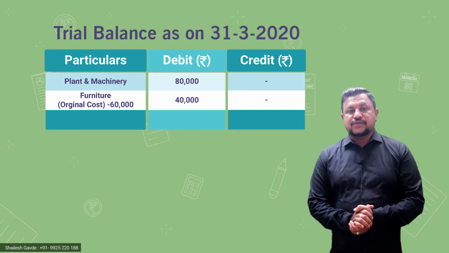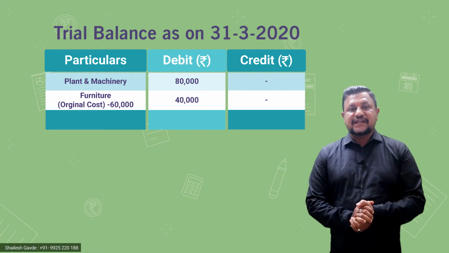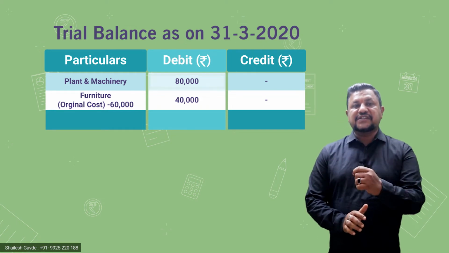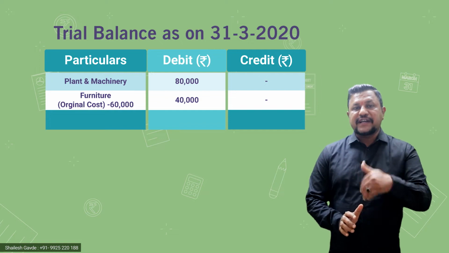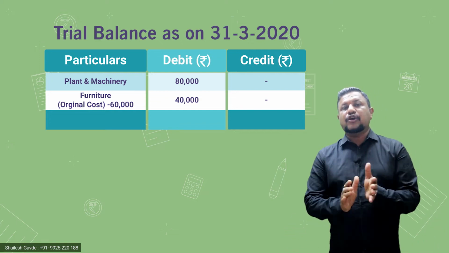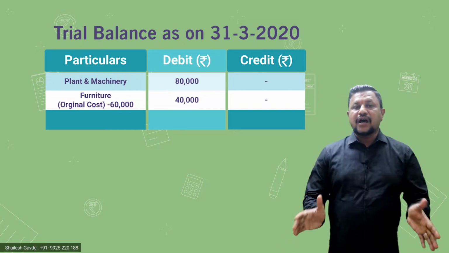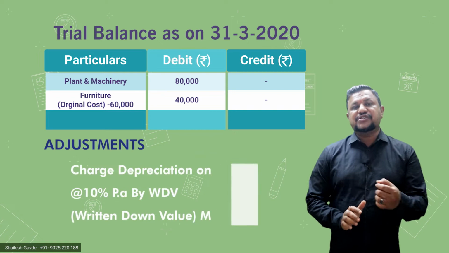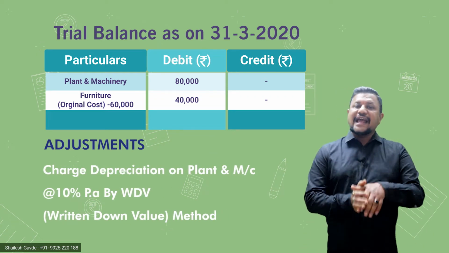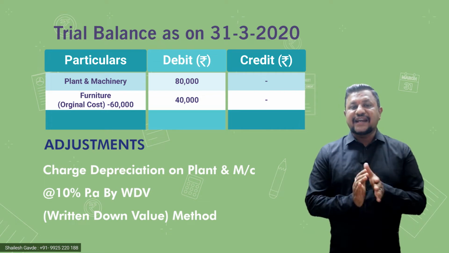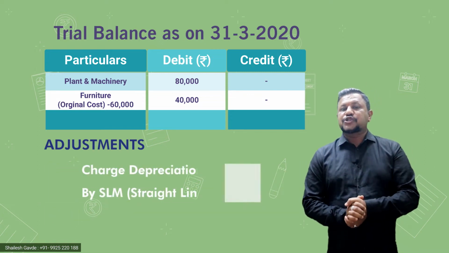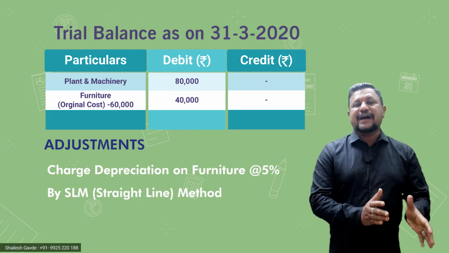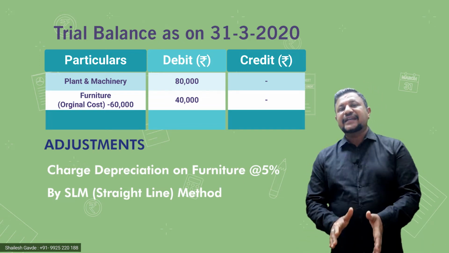Now let us understand this with an adjustment. We'll take one trial balance as on 31st March 20. In the trial balance, plant and machinery given on debit side is 80,000. Furniture given on debit side is 40,000. Below furniture in bracket, they have given original cost is 60,000. Now, the adjustment says that charge depreciation on plant and machinery at 10% per annum by written down value method, that is WDV method. The next adjustment, charge depreciation on furniture at 5% by straight line method.